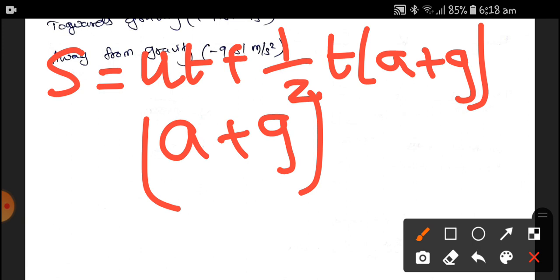If there is an acceleration upward and the gravity is in the downward direction, instead of plus here we put a minus, then the equation remains the same.